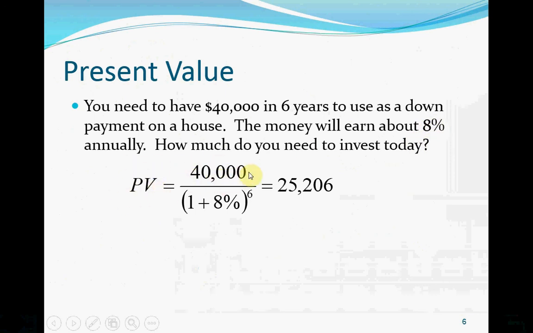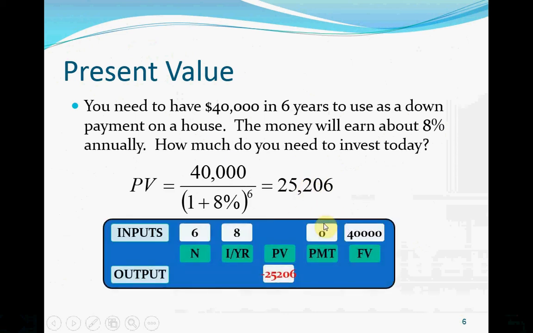You put $40,000 on the top of a fraction line, and then you discount it with an 8% rate for 6 periods, and then you get the answer. If you want to do it on your calculator, you put N as 6 years, I as 8, and you solve for present value with 0 payment. You can see that there's no annual payment being made or received, and your future value is $40,000. The sign here is negative today and positive in the future. You deposit some money coming out of your pocket today, and then money comes into your pocket in the future.